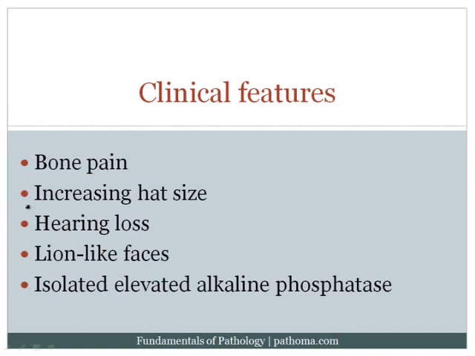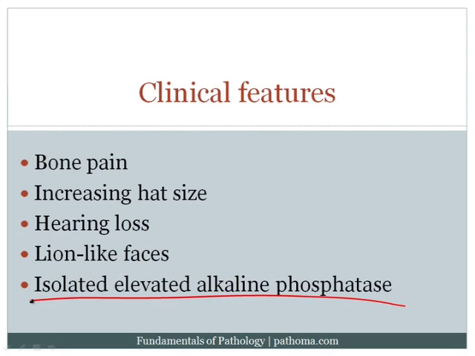One of the common clinical descriptions is that the patient comes in and says they have an increasing hat size, and that's because the skull is commonly affected. And of course, this disease results in thick sclerotic bone. There can be hearing loss if you get thickening of the bone, which then impinges on the cranial nerves. There can be a lion-like facies, and that's when the facial bones become thick and sclerotic, giving the face a lion-like appearance. And very high yield, the patients often have an isolated, elevated alkaline phosphatase.